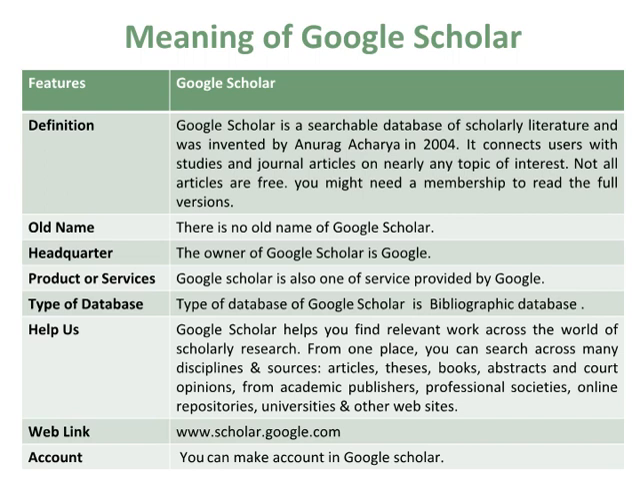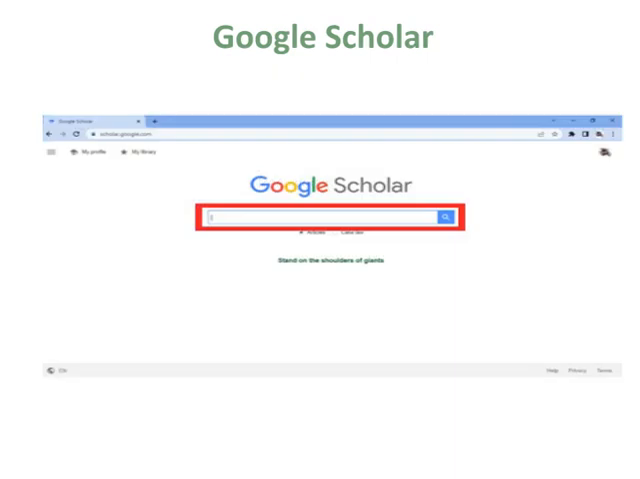The web link of Google Scholar is www.scholar.google.com. You can make an account in Google Scholar. The home page of Google Scholar is given on this slide by writing the link. The Google Scholar search bar is bordered with red color. In the search bar you can write anything you want to search: articles, journals, books, theses or dissertations. Press enter, and you can get results.